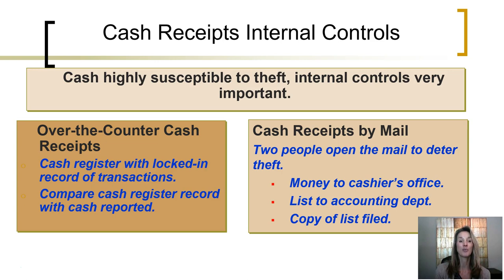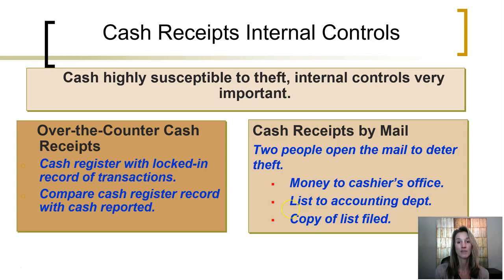For example, when companies have a lot of cash being received over the counter, a cash register is typically locked in with a record of transactions. So anytime a sale is made to a customer, the register keeps track of the amount of cash that should be contained within.